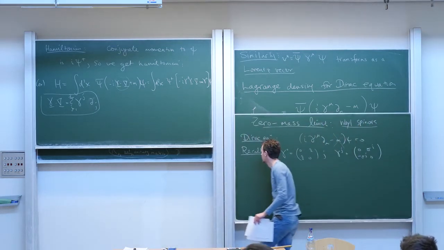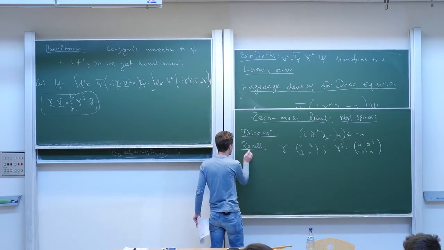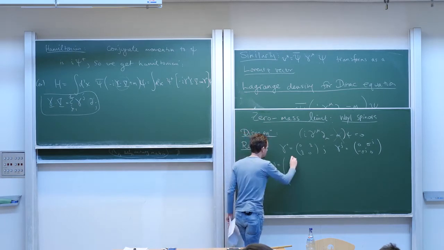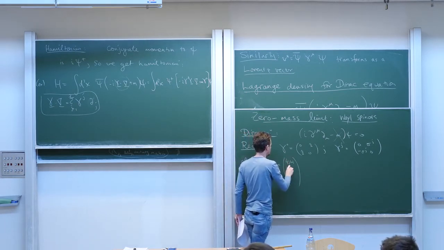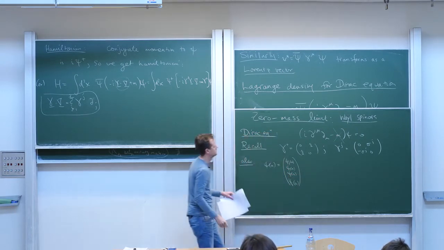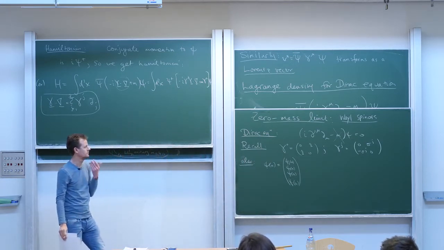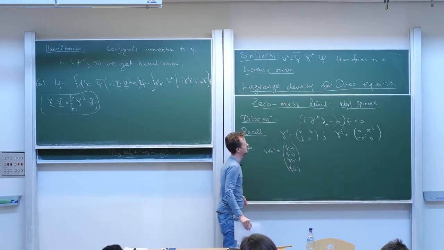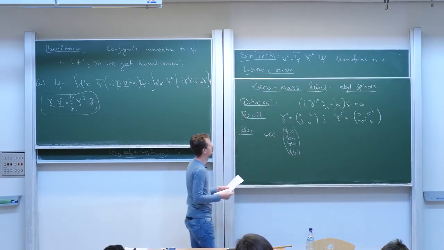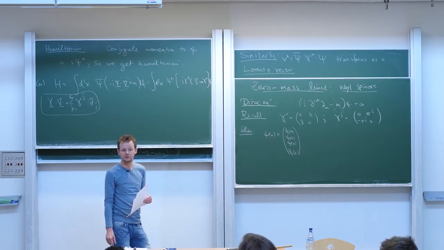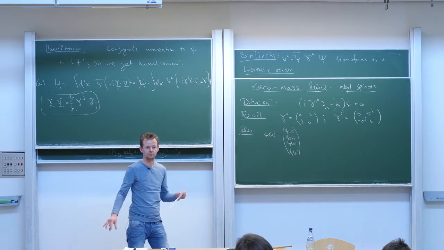So psi, recall also, right, that psi of x is a 4-component object. And we'll see that in the zero mass limit, we get 2 separated equations.